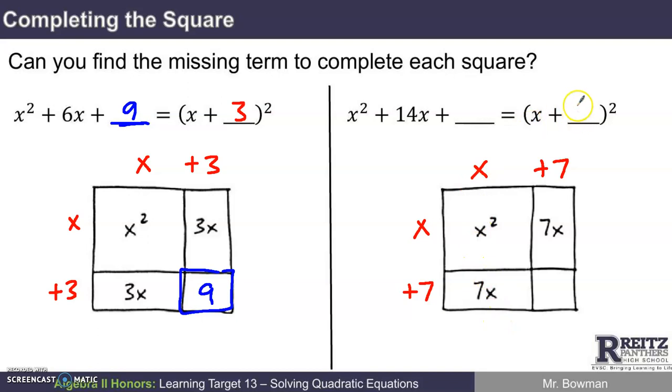And I think that actually tells me what goes here. X plus 7, the quantity squared, is what I'm seeking. So what is the number that completes the square? Well, it's 7 times 7. It's 49.